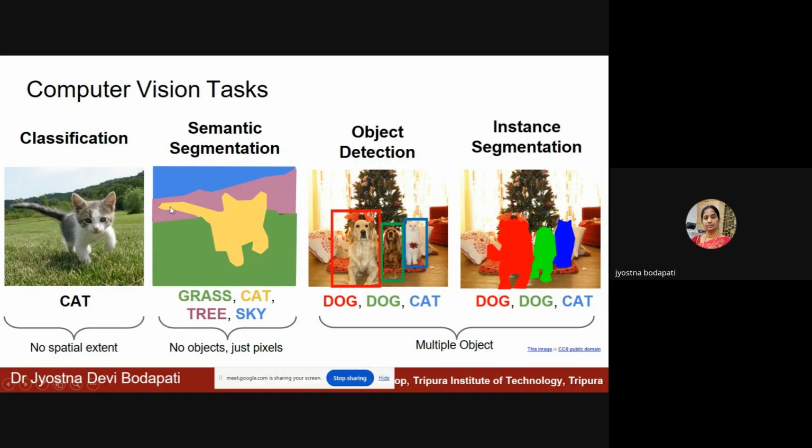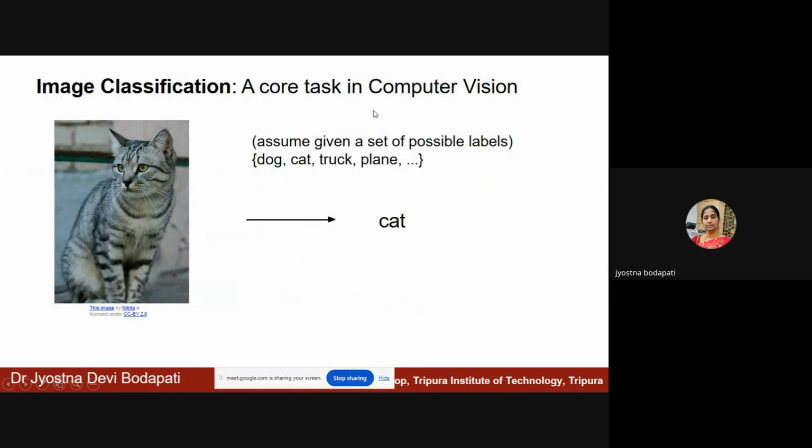So these are the standard tasks in any computer vision task: classification, semantic segmentation, object detection, and instance segmentation. Of course, I will not be going into all of these details. Just to understand the differentiation between classification and detection, I'll just give the overview. I'll just quickly spend 2 minutes on this.